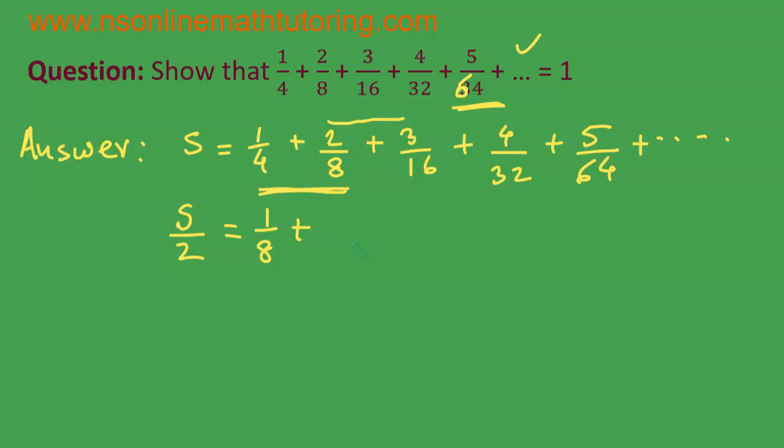Plus 2 over 8 divided by 2 is equal to 2 over 16. Okay, so we are dividing each term by 2. 1 over 4 divided by 2 gives us 1 over 8. 2 over 8 divided by 2 is 2 over 16. 3 over 16 divided by 2 is 3 over 32. 4 over 32 divided by 2 is 4 over 64. 5 over 64 divided by 2 is 5 over 128, and so on.